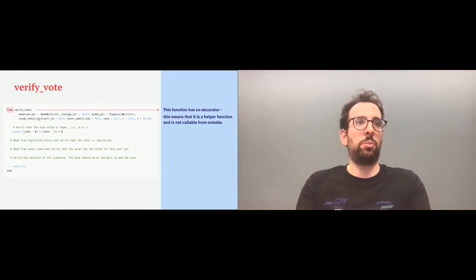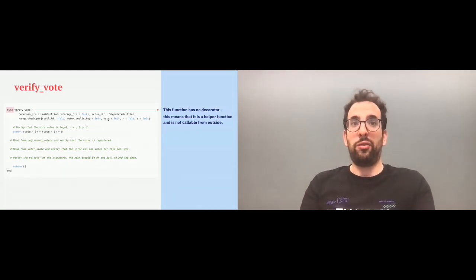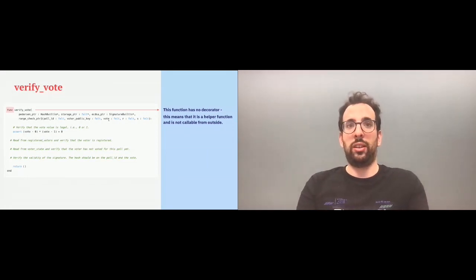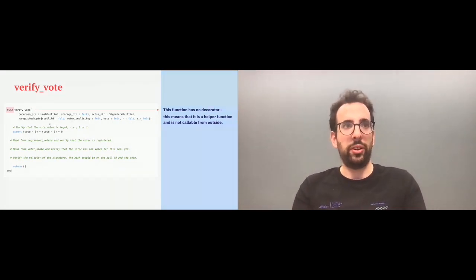Okay, so again, the implicit arguments that we're used to, and a few standard explicit arguments: the poll ID, the public key of the voter. Now, again, notice the difference between the owner and the voter. The vote, the value that he is intending to vote, and again, two values representing the signature now of the voter rather than the owner.